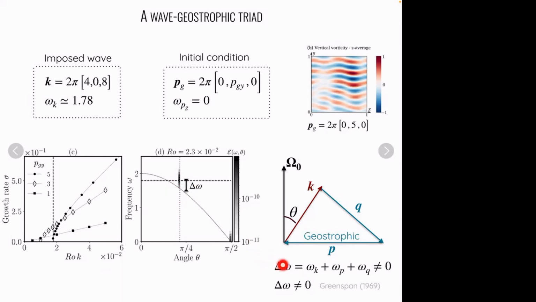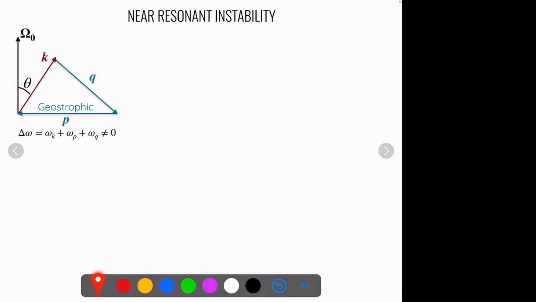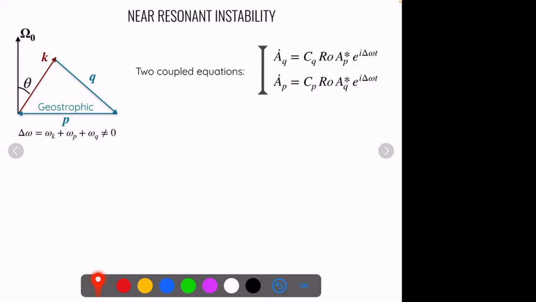And in any case, if the triadic resonant instability condition were matched with a geostrophic mode, there is a theorem by Greenspan that tells you that you can't have a geostrophic instability. So we really need to have a non-resonant interaction to observe energy transfer. Okay, so we have a triadic near-resonant instability, and we can describe it in theoretical terms.